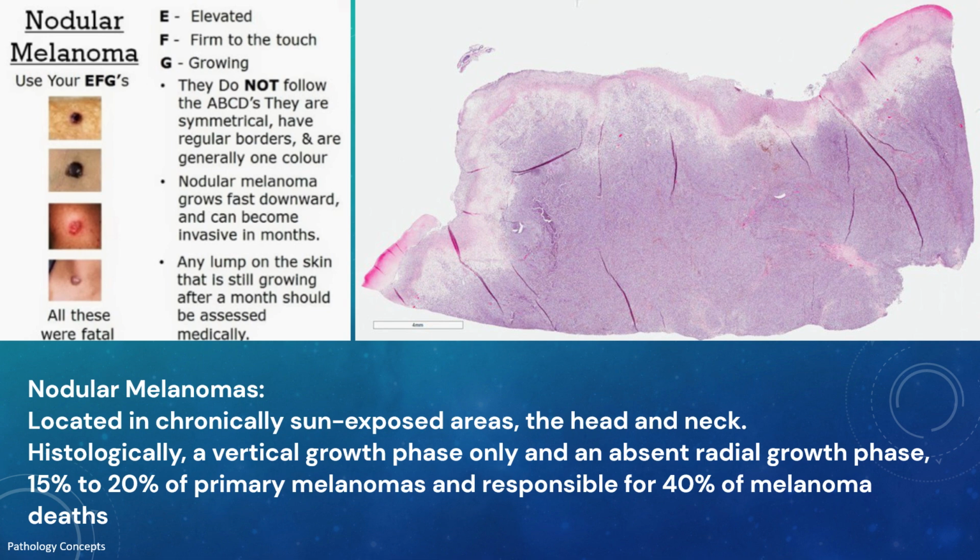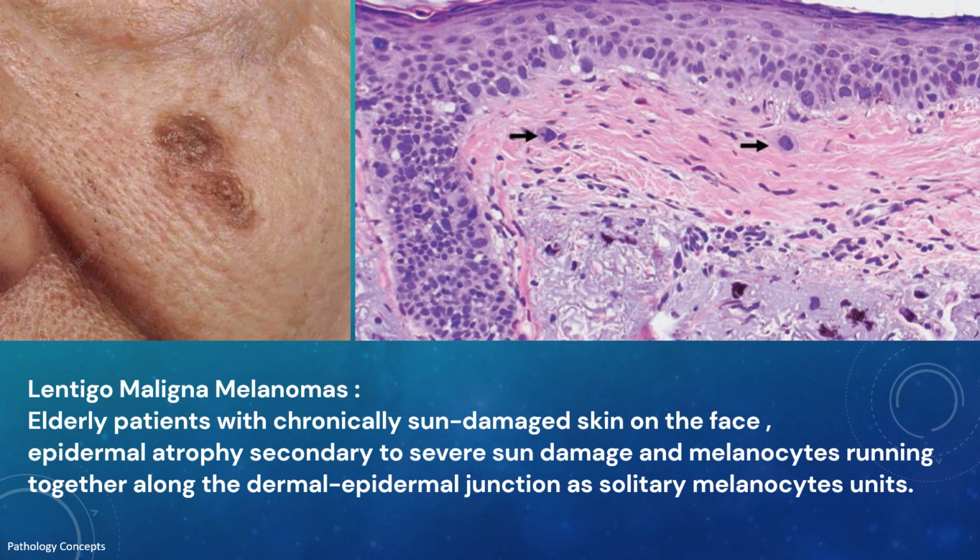15 to 20% of primary melanomas and responsible for 40% of melanoma deaths. These melanomas have poor prognosis because they have higher rate of growth and metastasis.